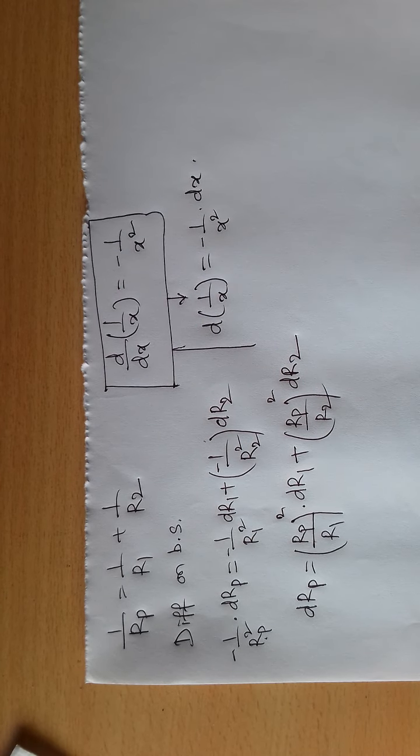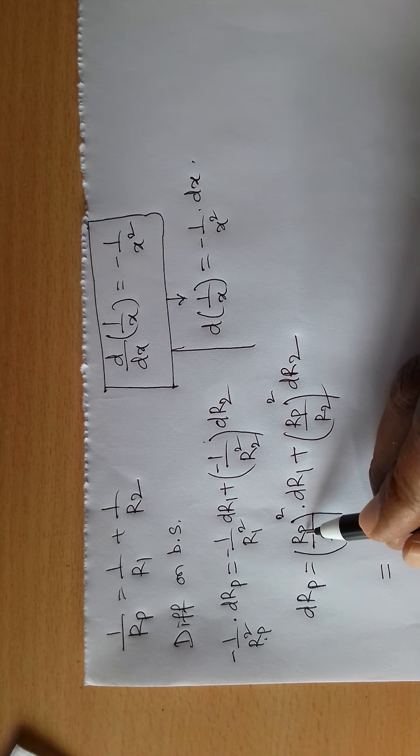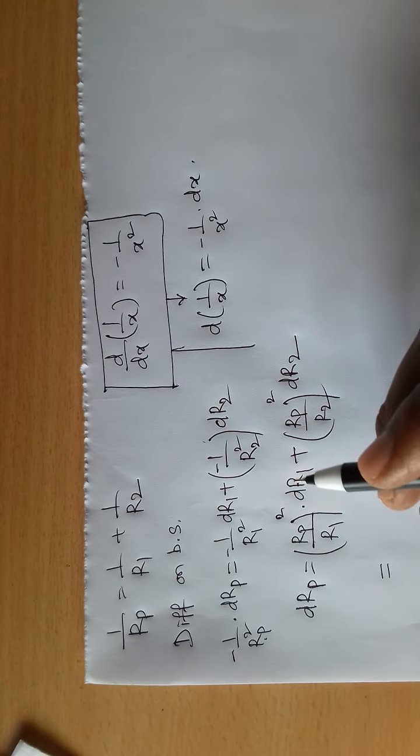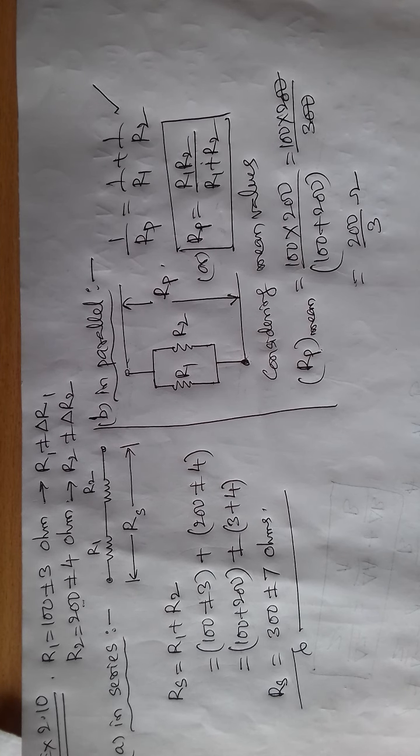Now let us substitute the values. Rp value, this is the mean value. We got how much? 200 by 3. We got the mean value as 200 by 3. So here the Rp mean value we got is 200 by 3.